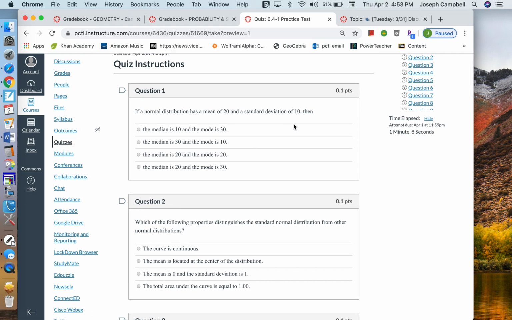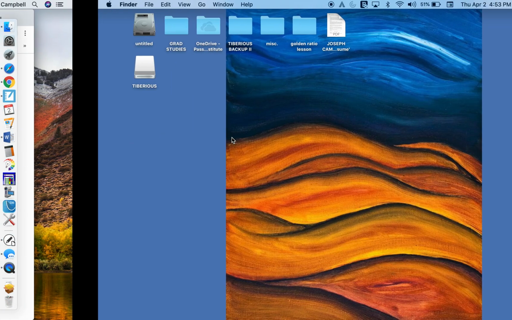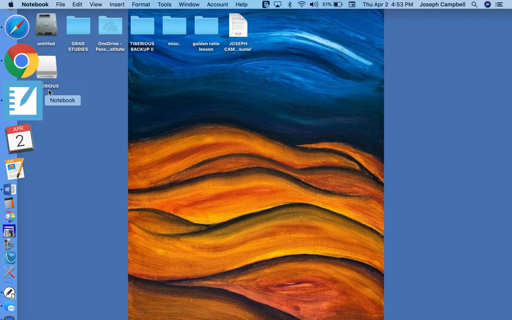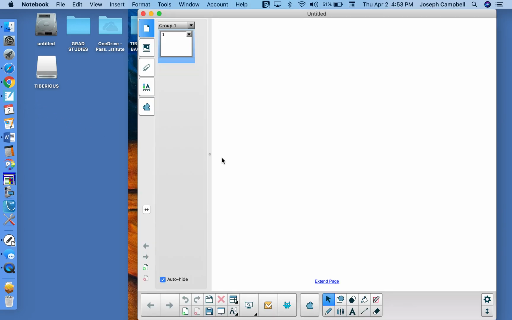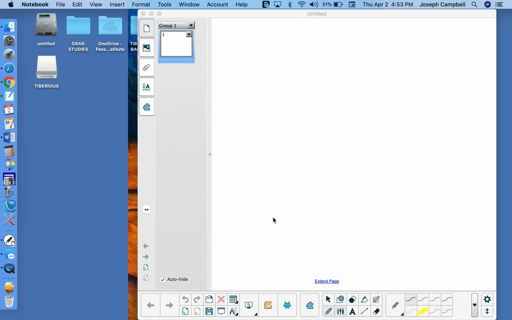So let's just go through one at a time, okay? So if a normal distribution has a mean of 20 and a standard deviation of 10, then what? Well, remember what the curve looks like, right? It looks like, well, I might as well just show you what it looks like. Okay, so remember it looks like this.